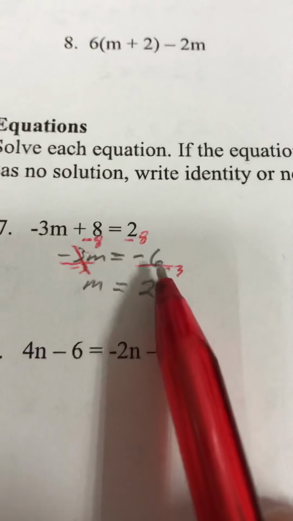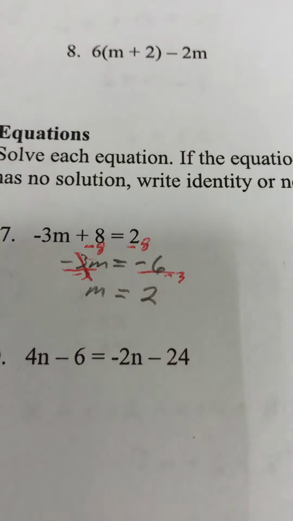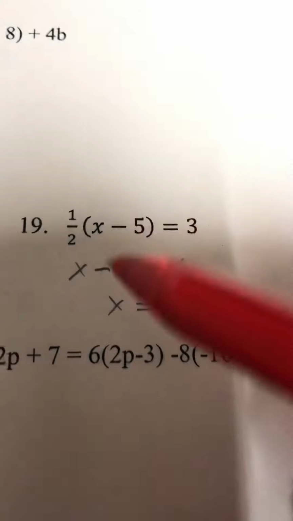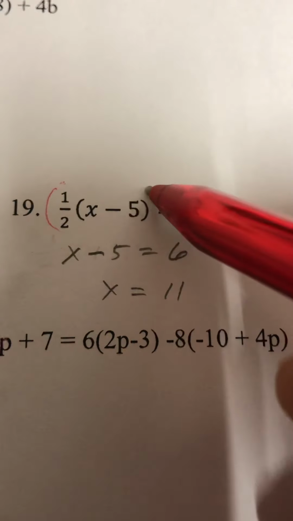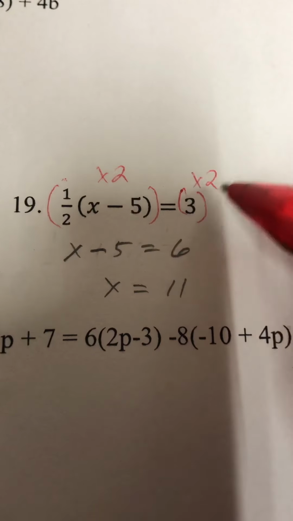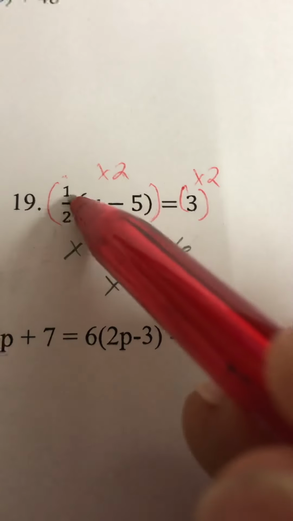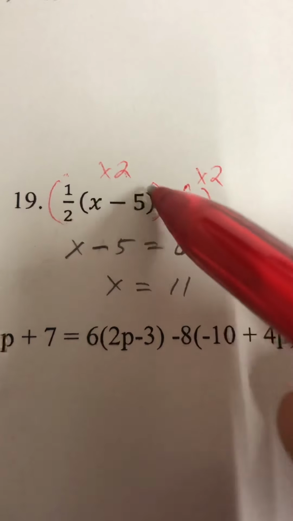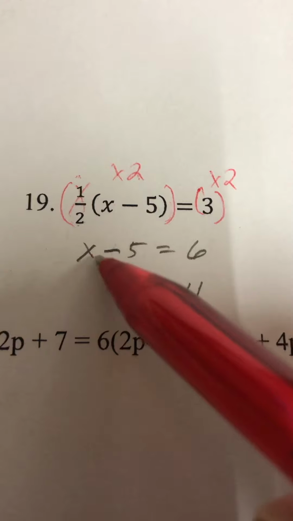And I'm left with negative 3 divided by negative 6 divided by negative 3 is 2. So m equals 2. This one, what I'm going to do is multiply this side times 2, and this side times 2. When I multiply this times 2, that is taking into consideration everything here, because this would be distributed in here. So I'm multiplying this by 2. That cancels this out. So I'm just left with the x minus 5.